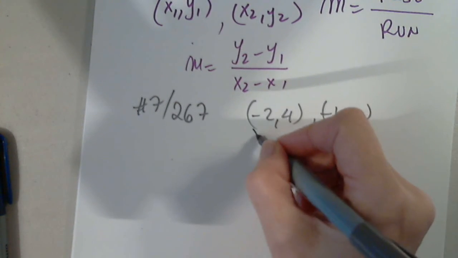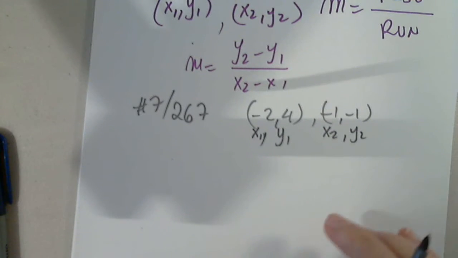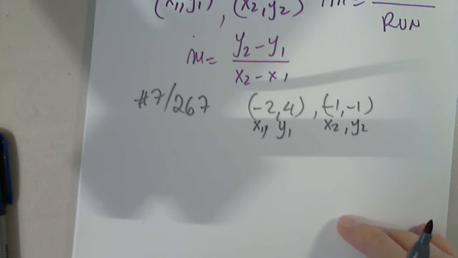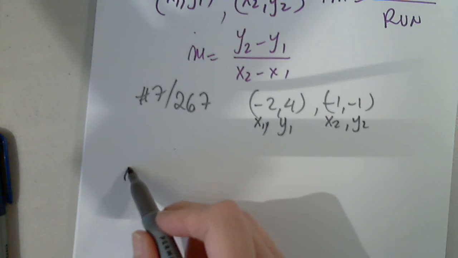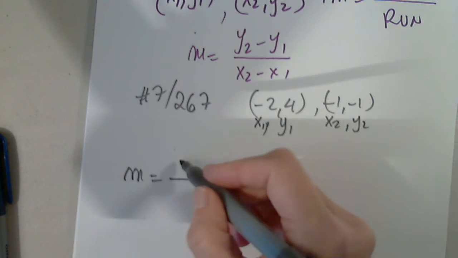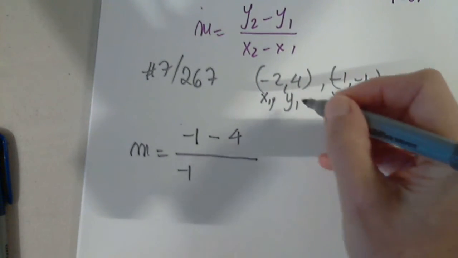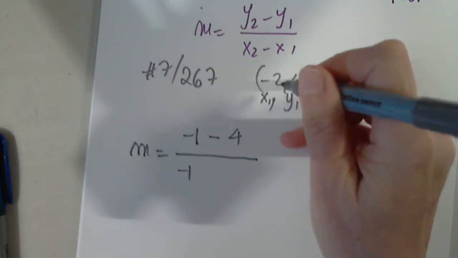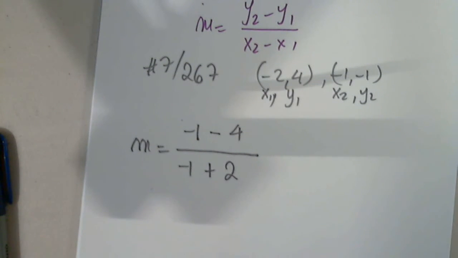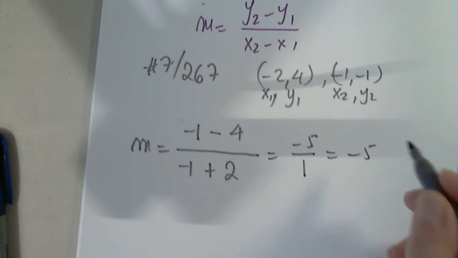So first of all, I will label them as x1, y1, and x2, y2, or at least you imagine that you label them. And we find the slope as -1. Be very careful how you write it. -1 minus 4 over -1, but the opposite of -2, that must change into +2. The numerator becomes -5, the denominator becomes 1, so that's a nice slope of -5.